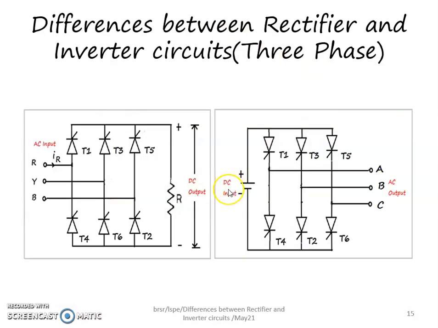The difference between the rectifier and inverter circuits is shown here. The 3-phase rectifier has an AC input and DC output. The 3-phase inverter has a DC input and an AC output. You can refer to my next lecture for the operation of the rectifier and inverter circuits.